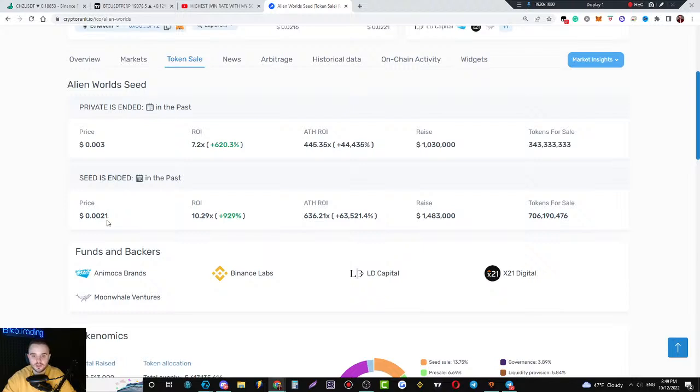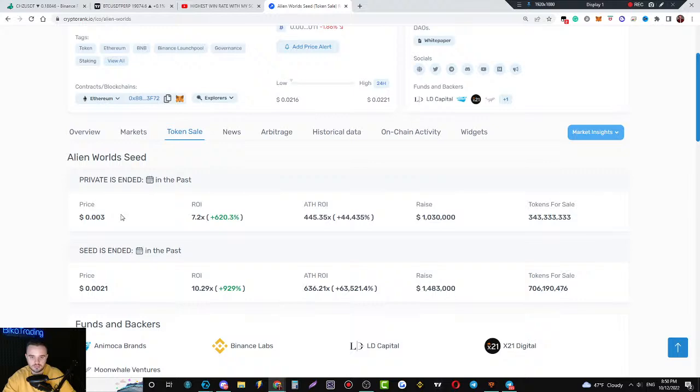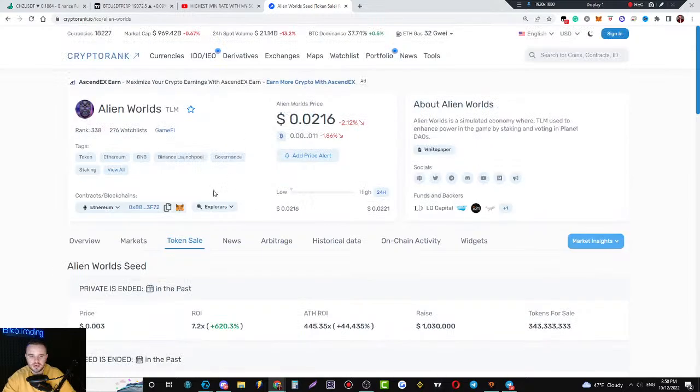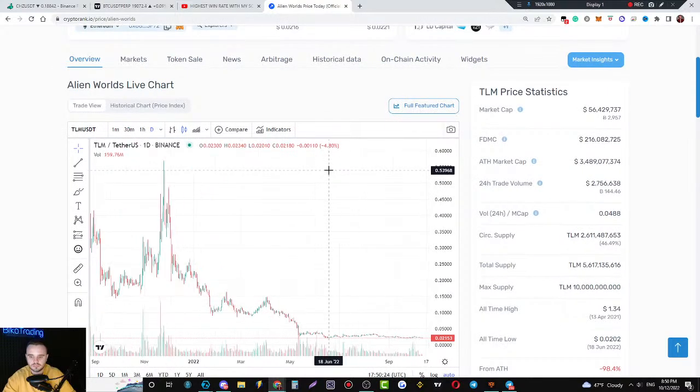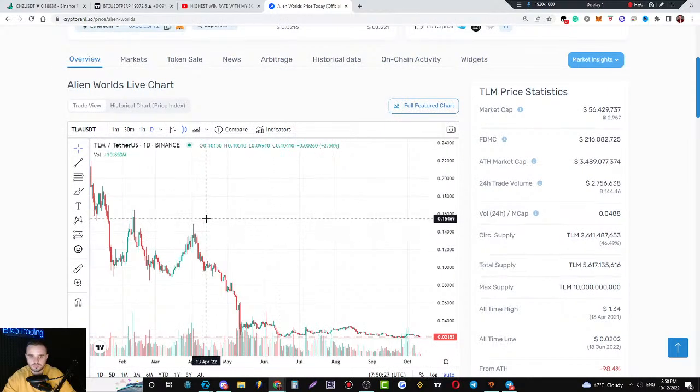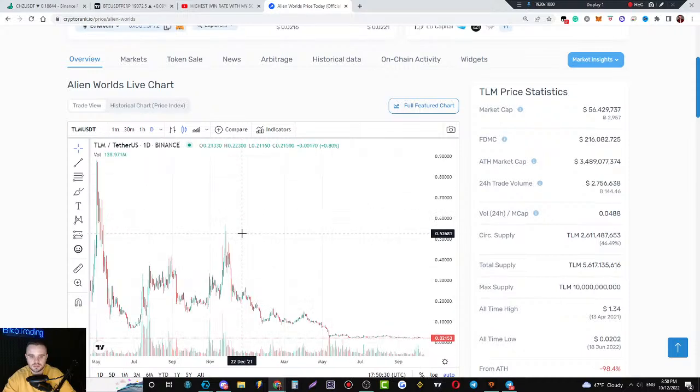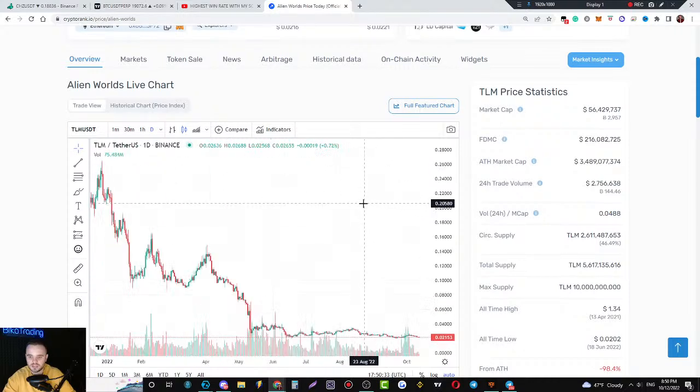Oh shit, they bought at 0.0021. Is it a real price or not? Binance Labs, by the way, invested. Harmonica Brands, they bought really cheap. At this moment, the current price of this coin, Alien Worlds TLM, is far lower. At maximum, it was even at 86 cents.